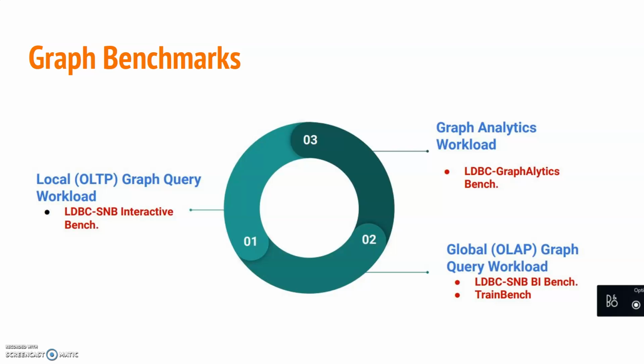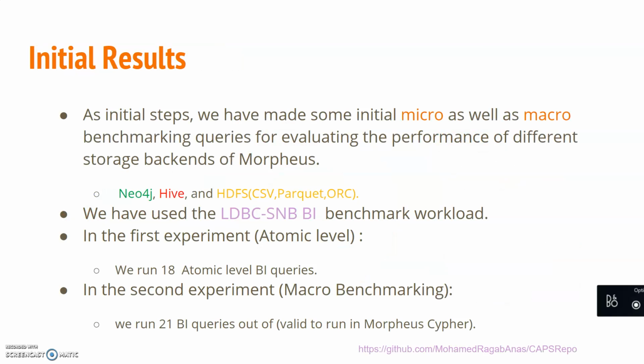As you might know, we have different graph benchmarks with various workloads. For example, for the local OLTP graph query workload, we can have the LDBC SNB Interactive benchmark, and for the global OLAP graph query workload, we can have the LDBC SNB Business Intelligence benchmark and the Train Benchmark. And for the graph analytics workload, which aims to apply graph computations or different graph algorithms, we can have the LDBC Graph Analytics benchmark.